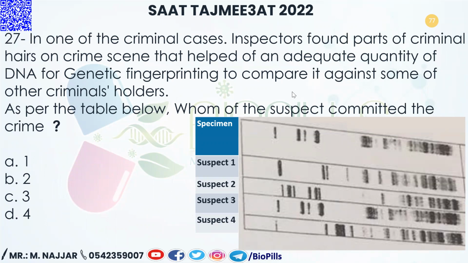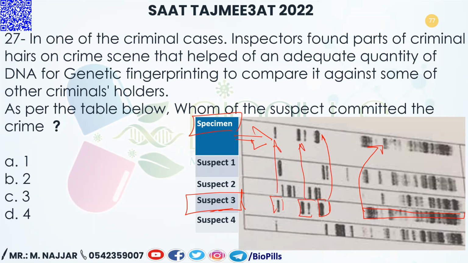Exactly, the correct answer is suspect 3. And how can we find it out? If you compare the suspects against the specimen. This is the specimen that was found at the crime scene, and if you make a comparison of the fragments, you're going to find this fragment is identical to this one, and this fragment to this one, and those two exactly identical to those two, and even the last one.